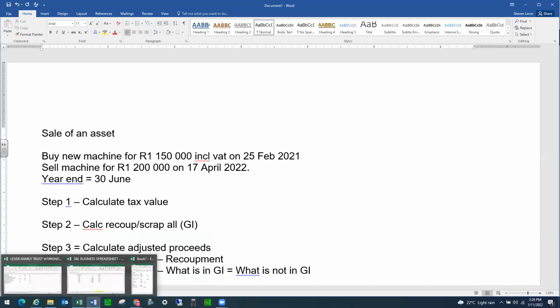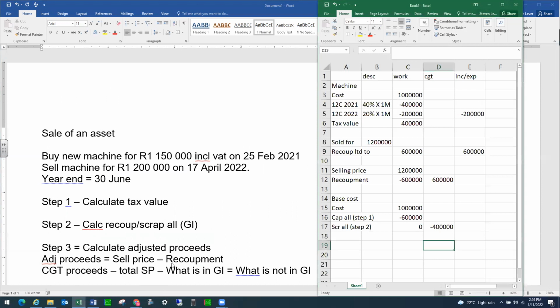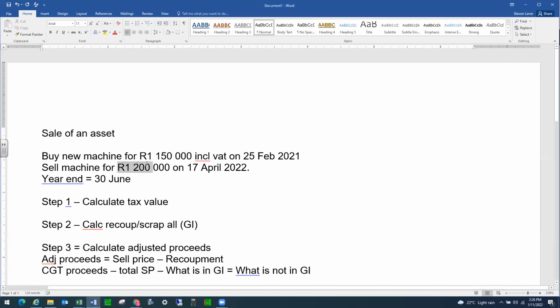So that's there. Okay, I'm going to play around with this example a little bit and change it a little bit. Is that okay? Yep, that's perfect. So I'm going to say you sell the machine for 160,000 Rand. Is that right? So let's see how that would change our solution.